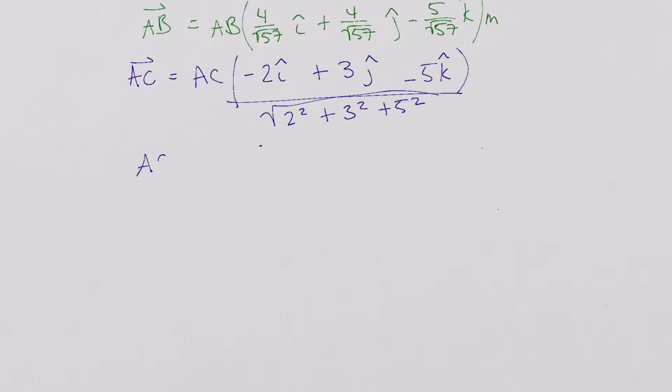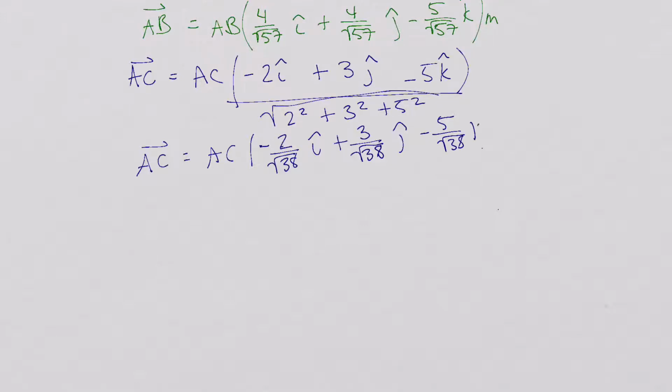So we're going to get AC equals AC times, 4 plus 9 is 13, plus 25 is 38, so we get negative 2 over the square root of 38 I plus 3 over the square root of 38 J minus 5 over the square root of 38 K. And that's meters. So now the last one we need is AD.